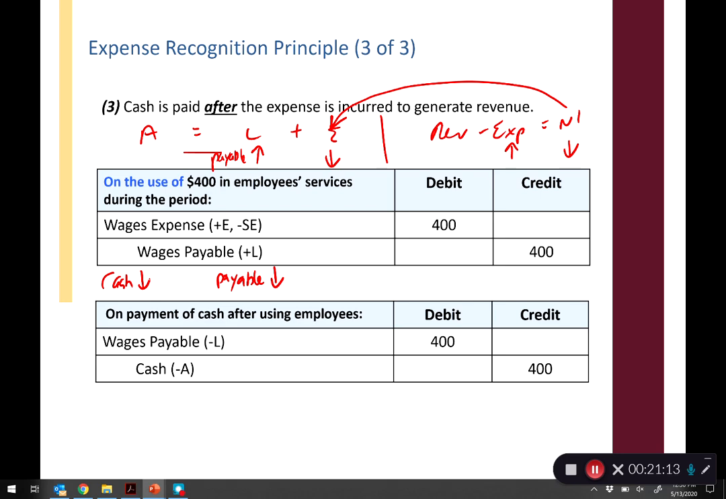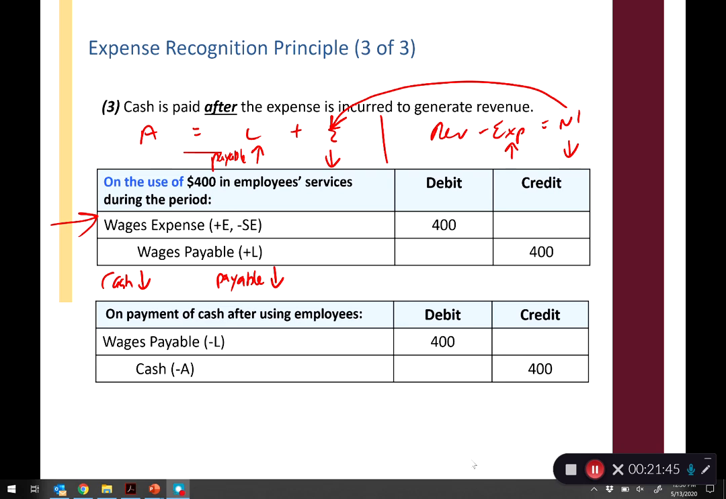I first used my employees. Used equals expense. Boom, expense goes up. I didn't pay them yet. I owe them then. Liability goes up. Then when you pay them, what happens? Bye-bye money. Money goes down. And then if you pay them, you don't owe them anymore, so your liability goes down. The conversion to debits and credits, you just look at your conversion guide, and it should be quite simple to make that conversion to accounting language.